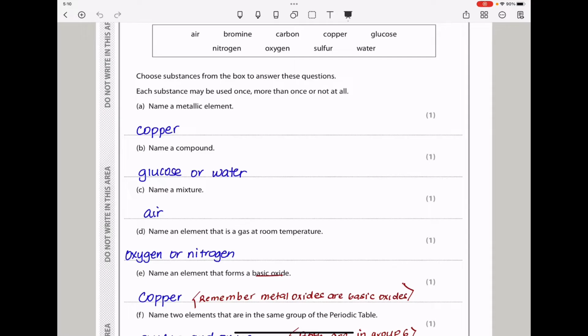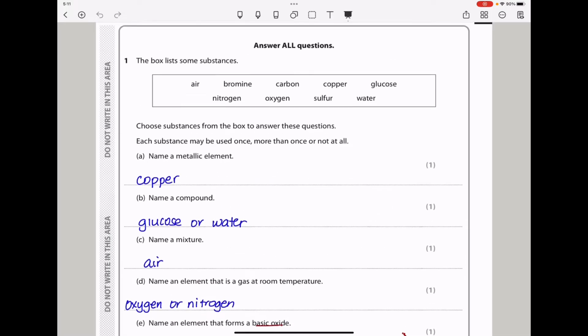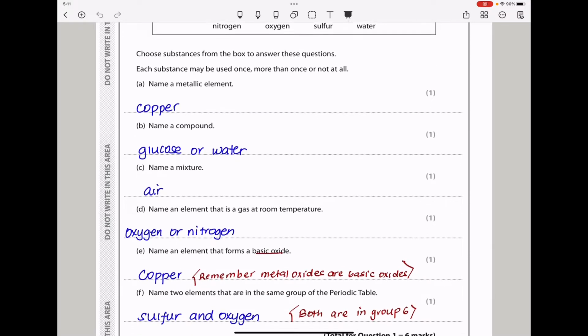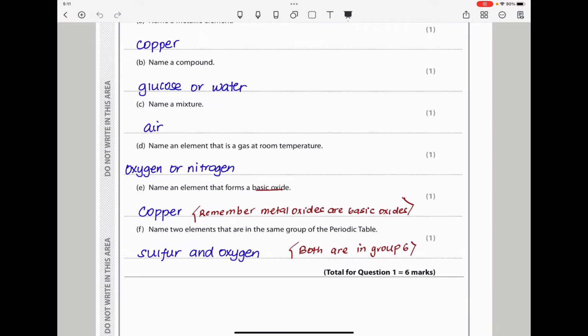And the next part says, name a compound. Compounds are substances that have at least 2 atoms from different elements. So I chose glucose as well as water. Next they say, name a mixture. Among the substances given here, only air is a mixture because air is a mixture of gases. And then they say, name an element that is a gas at room temperature. Again, it's only oxygen or nitrogen that are gases at room temperature.